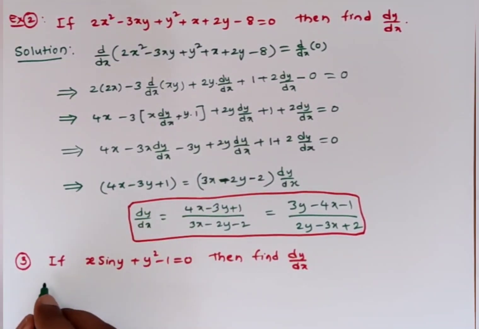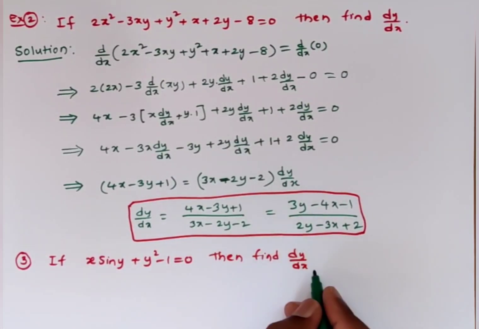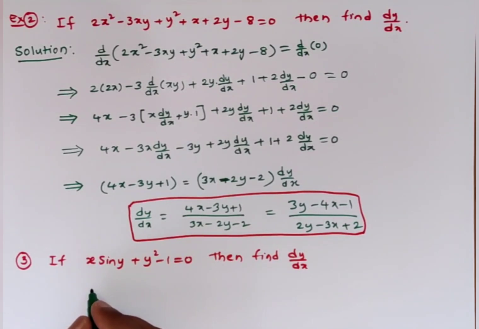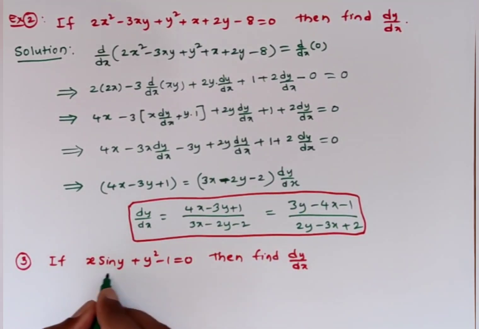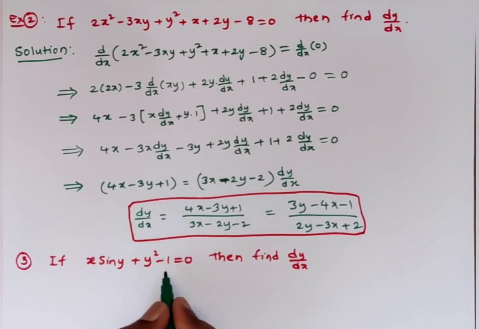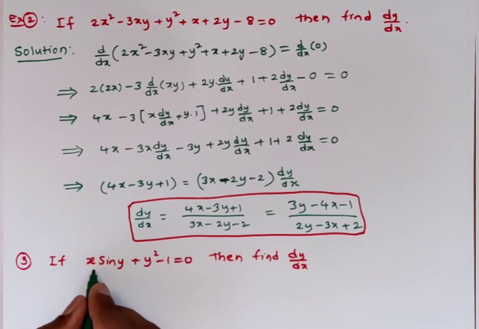So third one, if x into sin y plus y square minus 1 equals to 0, then find the derivative for this function, or dy by dx. Now see the solution. So it is an implicit function, so we need to apply implicit differentiation. Now derivative of x into sin y, it is a uv rule, right?